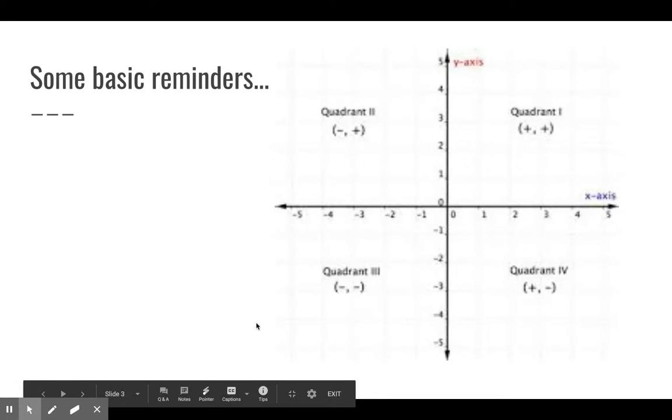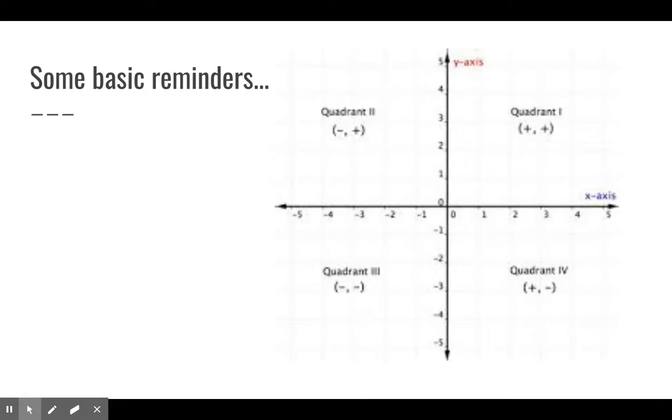So just some basics. I know this picture is a little fuzzy, but just remember that when we make our coordinate plane, our x-axis crosses directly in the middle of our y-axis. It breaks the plane up into 4 quadrants that are named counterclockwise. Quadrant 1, Quadrant 2, Quadrant 3, and Quadrant 4.